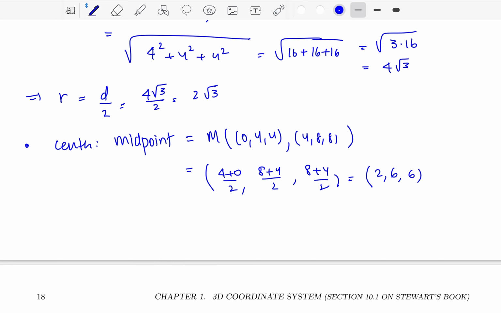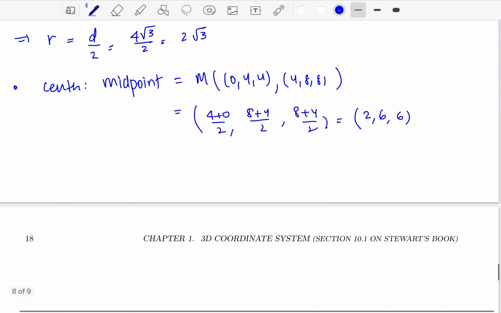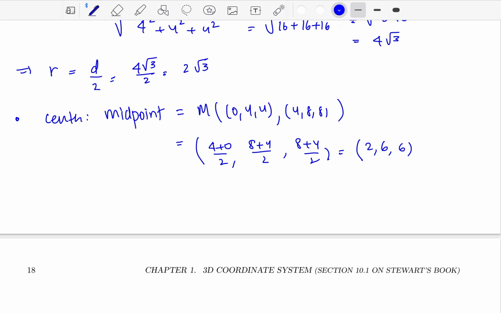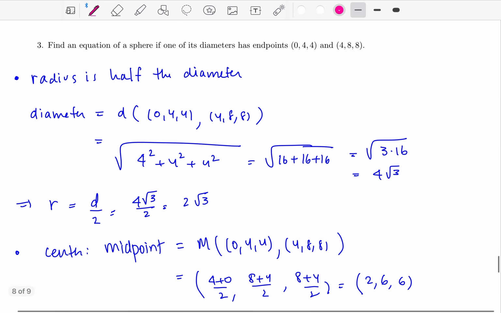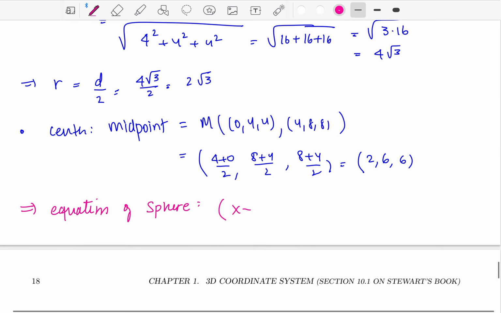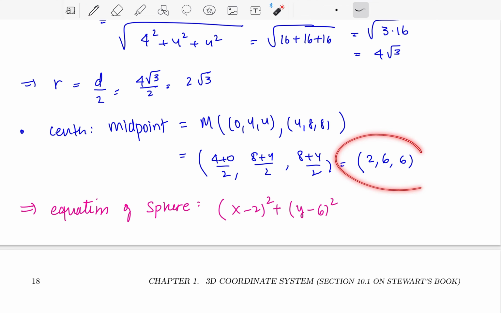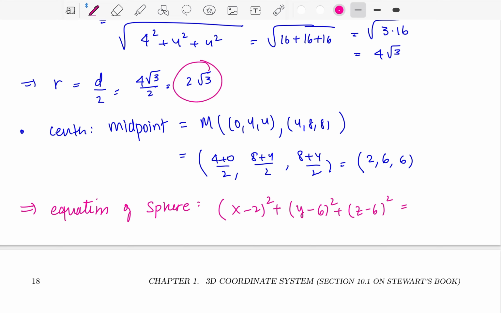So I have the radius, I have the center, I can find the equation of this sphere. So let me put it here, maybe pink for no reason. So that means that the equation of the sphere is, well, x minus, what is the x component of the center? It'll be 2, so x minus 2. (x minus 2) squared plus (y minus 6) squared, this is the center, right? Plus (z minus 6) squared, it's equal to the radius squared.